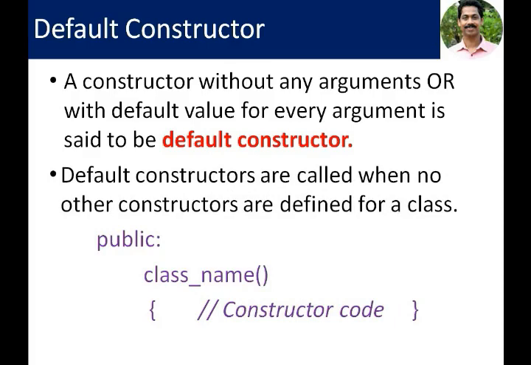Default constructors are called when no other constructors are defined. We can define many constructors in a class. If we have not defined any other constructor, the default constructor will be called automatically. This is the syntax of a default constructor. It is defined under public. The class name, because the name of the constructor is exactly the same as that of the class. Then the code of the constructor, the body of the function, within curly brackets.